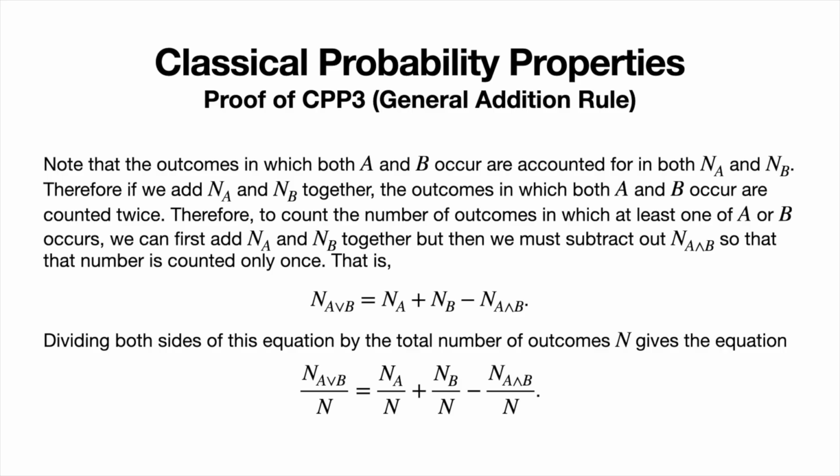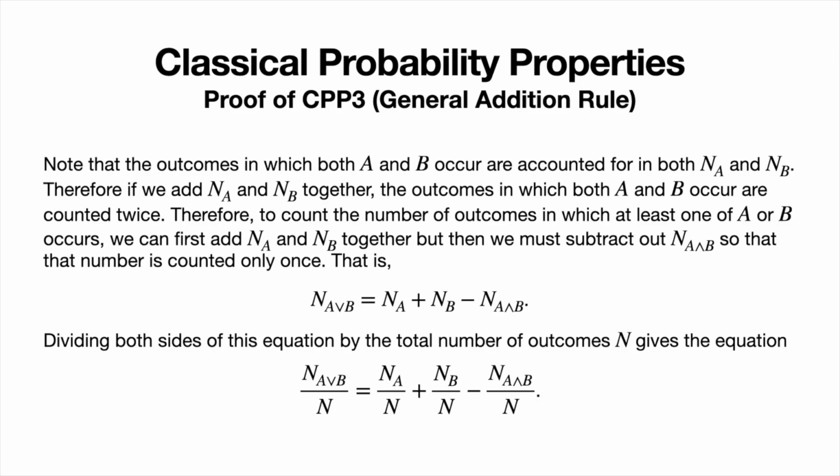Note that the outcomes in which both A and B occur are accounted for in both N sub A and N sub B. Therefore, if we add N sub A and N sub B together, the outcomes in which both A and B occur are counted twice. Therefore, to count the number of outcomes in which at least one of A or B occurs, we can first add N sub A and N sub B together, but then we must subtract out N sub A and B so that that number is counted only once. In other words, we have this equality: N sub A or B is equal to N sub A plus N sub B minus N sub A and B.